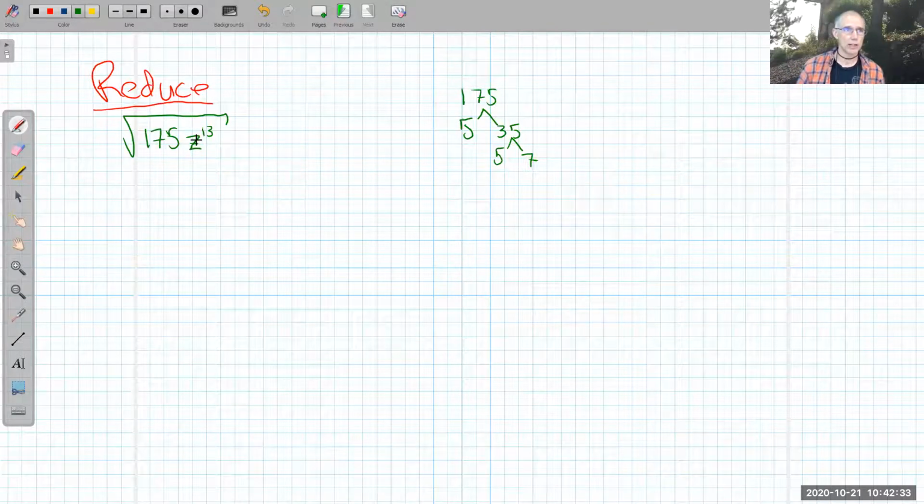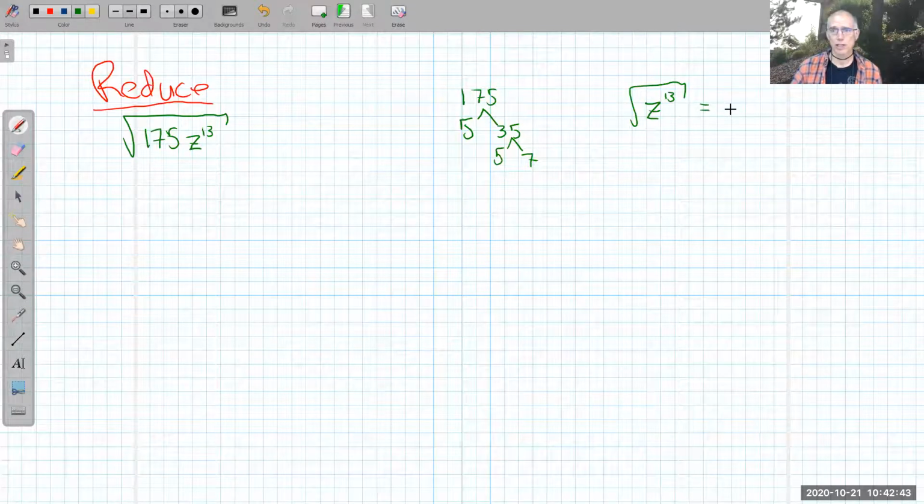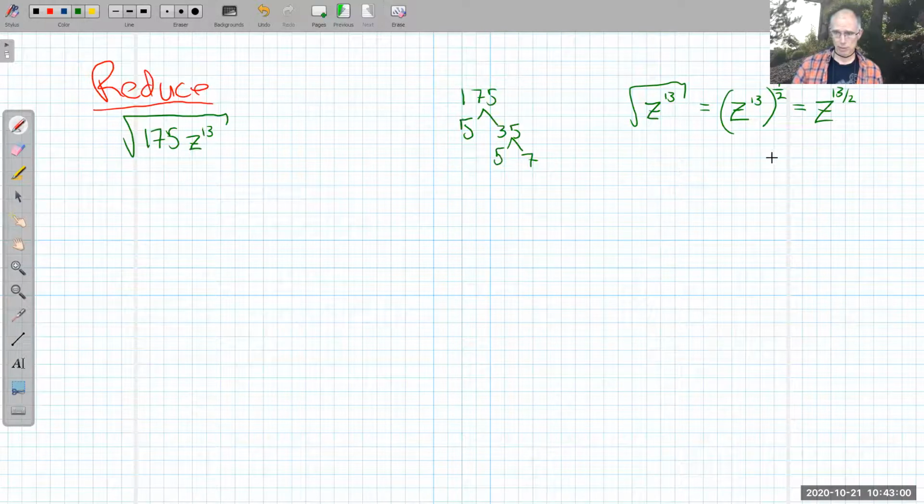Remember that a square root is the power 1/2. So z to the 13th inside a square root is the same thing as z to the 13th to the power 1/2. Power to a power means multiply, so that would be z to the power 13 times 1/2, which is 13 halves. And then think about 13 halves for a minute.